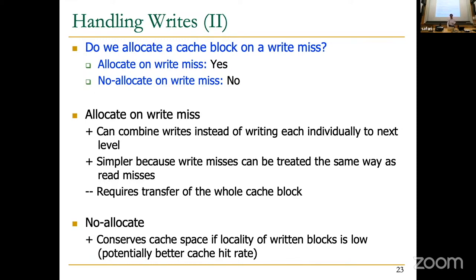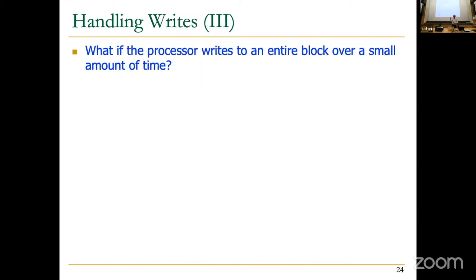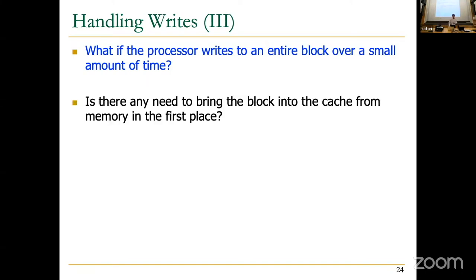Let me give you one more thing about the writes. This is actually trying to handle the write combining issue. So assume there's an access pattern where the processor writes to an entire block over a small amount of time, like streaming through the block. You have a 64-byte block. Let's assume that you write to every single byte: the first 8 bytes, the next 8 bytes, the next 8 bytes, so you do it for every 8 bytes. Then the question is, is there any need to bring the block from the memory in the first place?